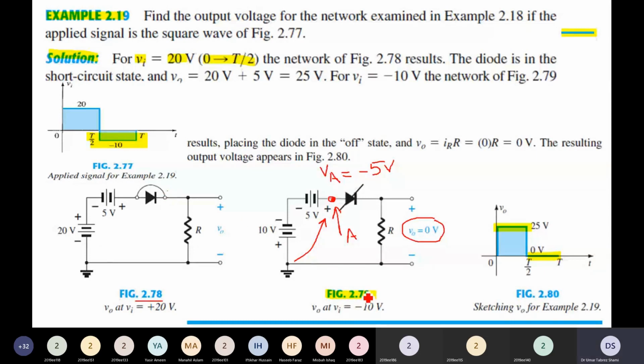And if we look at figure 2.79, we see a cross through the diode. This cross means that this diode is not conducting. It is not allowing current to pass because of the net voltage applied across the anode terminal. It is an open circuit, so it is equal to an open circuit.